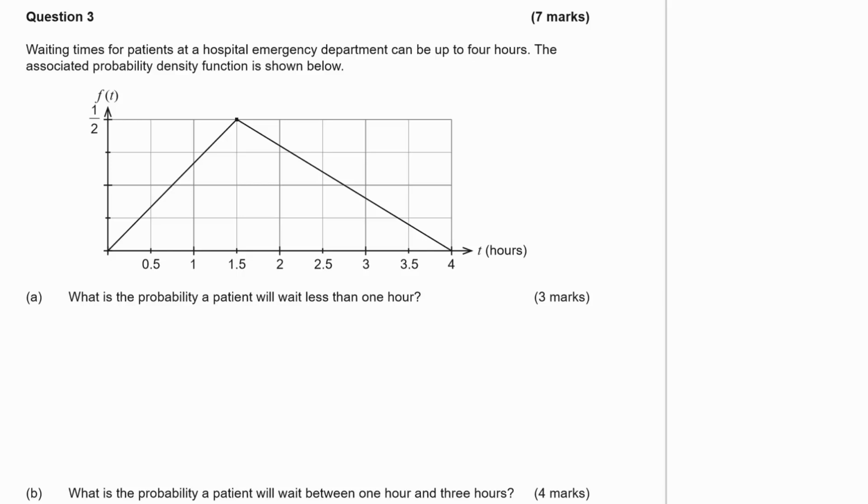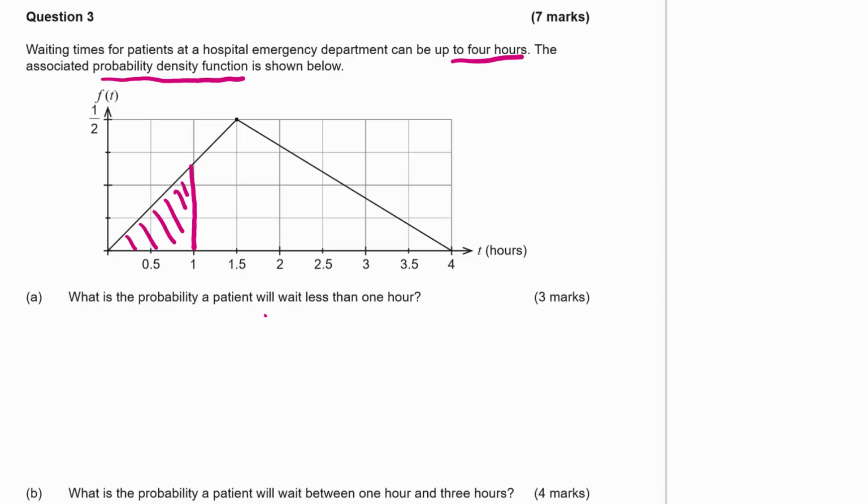Waiting times for patients at a hospital or emergency department can be up to 4 hours. The associated probability density function is shown below. What is the probability a patient will wait less than 1 hour? So that is going to be the area of the triangle shown here.